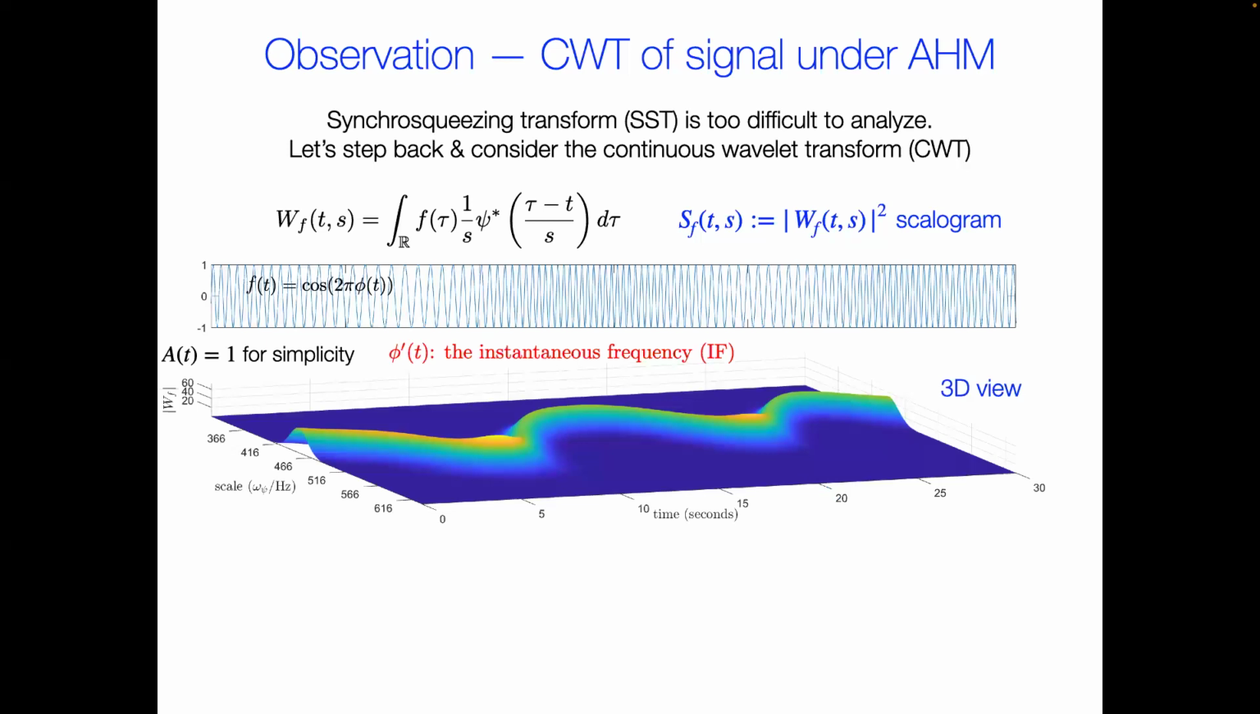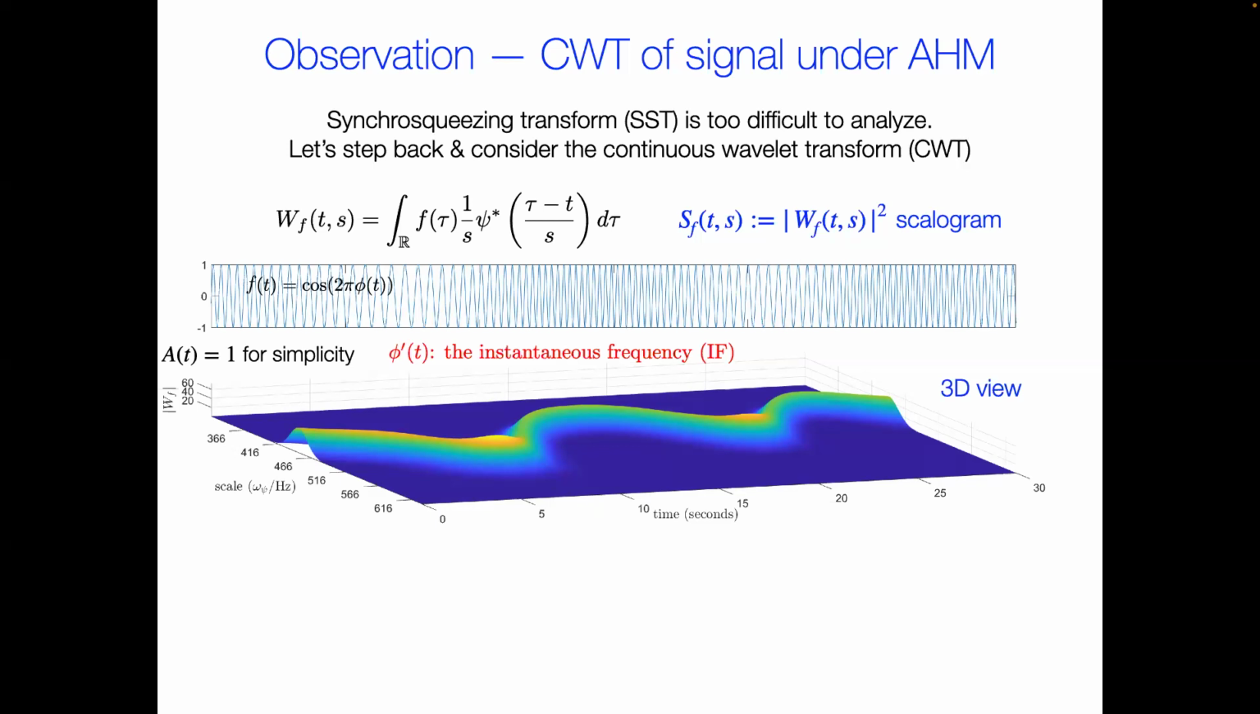Now let me show you an example of what this kind of time frequency analysis looks like. This is a signal f(t), where I just assume the amplitude is 1 for simplicity, but φ has time varying frequency. You can see it oscillates slowly here and fast here, then gets slow again, and fast again. So this is a signal with time varying frequency.